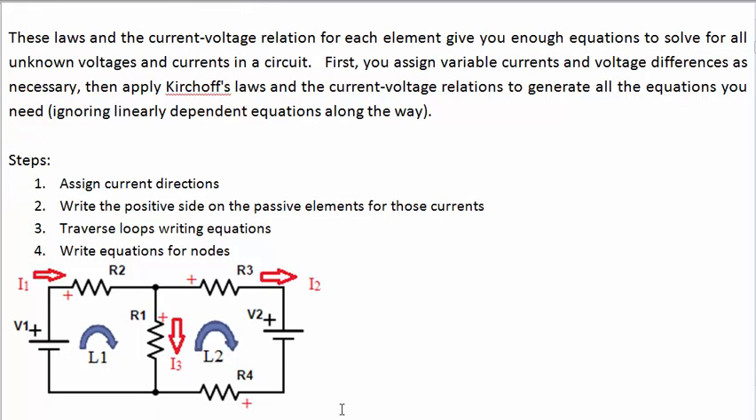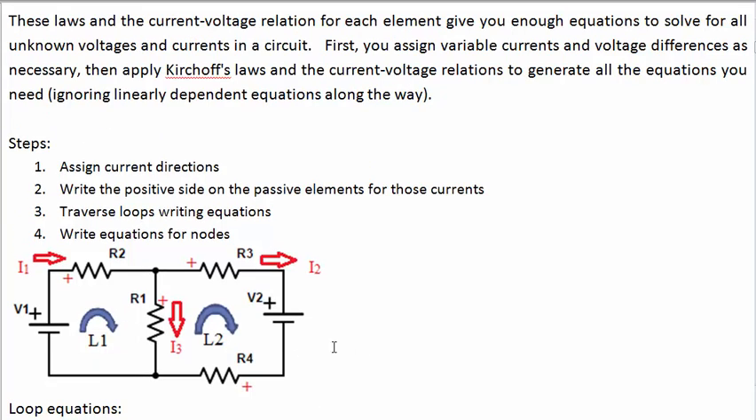So here's the current directions assigned. You could have yours going in an opposite direction. You could have them labeled differently. That's fine. The key part is that you put a plus sign on the part of each resistor that the current for that branch is going in. So the current goes in the positive side, out the more negative side of each resistor. It has to, because current flows from higher to lower potential in a resistor.